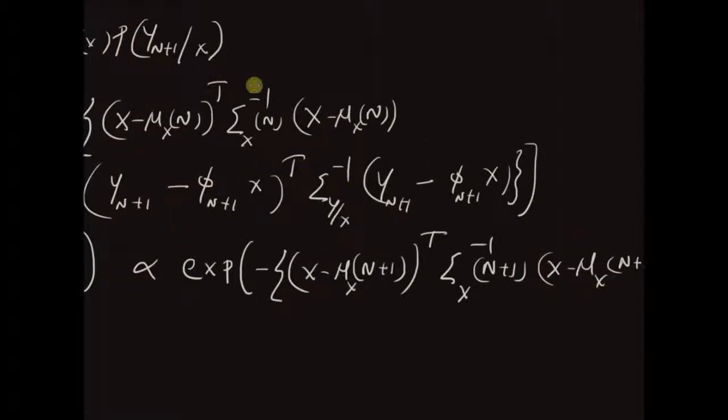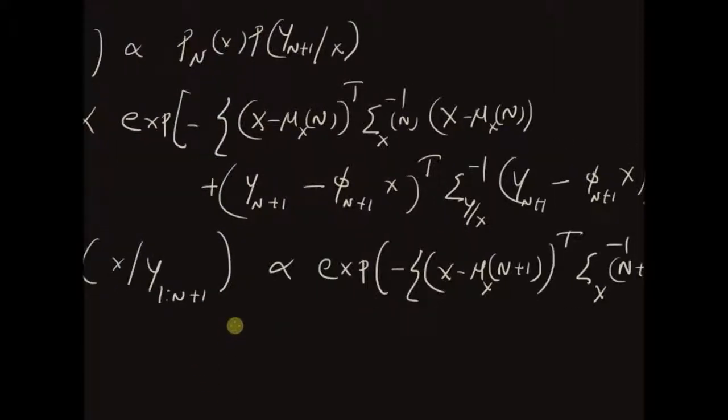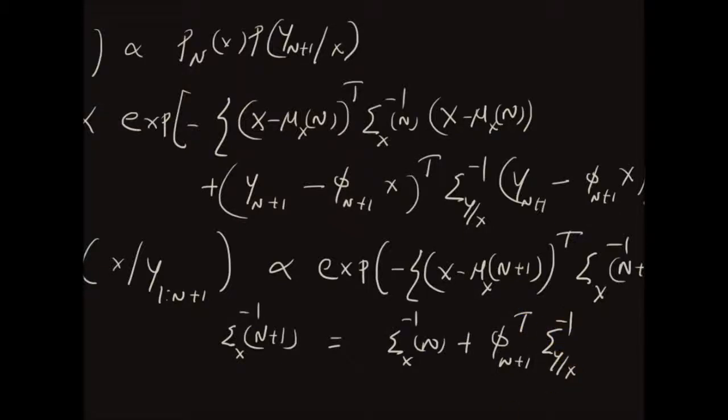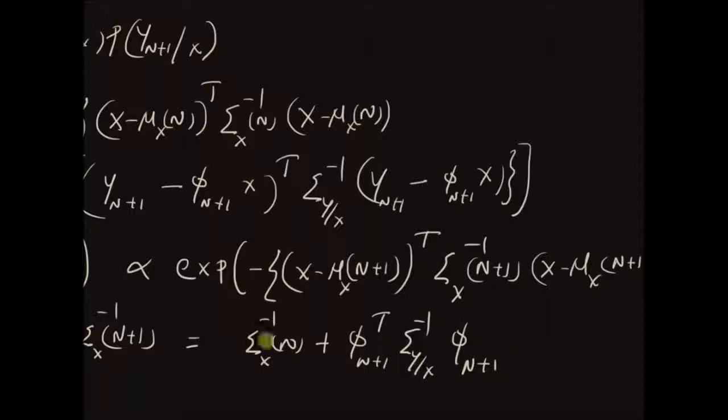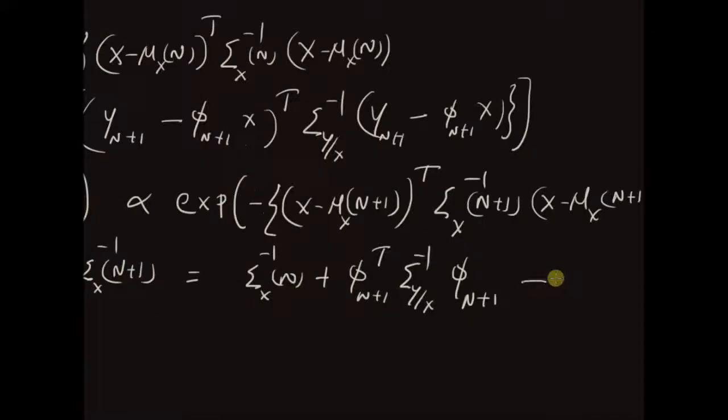Now by comparing these two exponents, we can clearly see that the covariance sigma x of n plus 1 inverse, that is the inverse of the covariance at the n plus 1th measurement, is equal to the inverse of the covariance at the nth measurement, plus phi n plus 1 transpose sigma y given x inverse, the matrix phi n plus 1. So this gives the inverse of the latest covariance matrix. So this is equation 1.